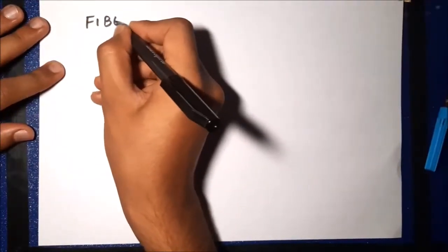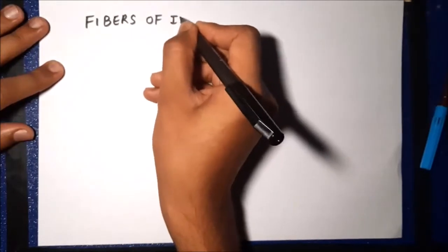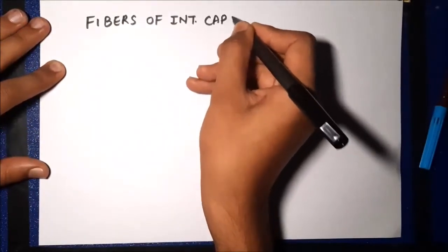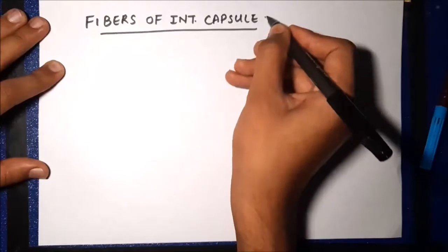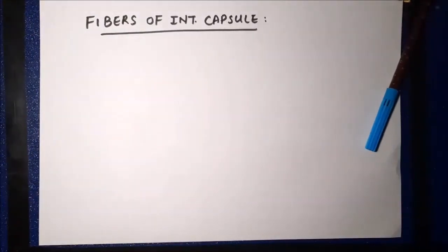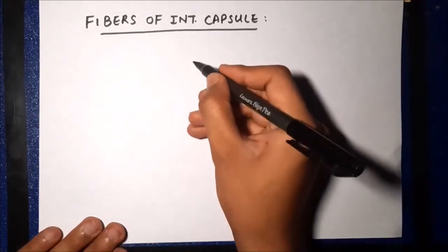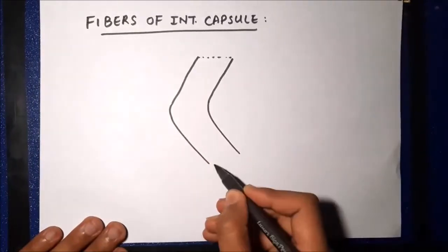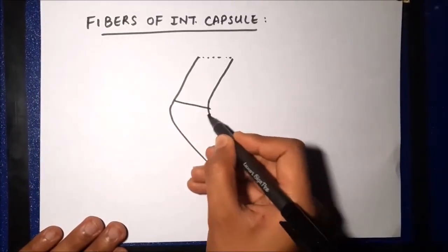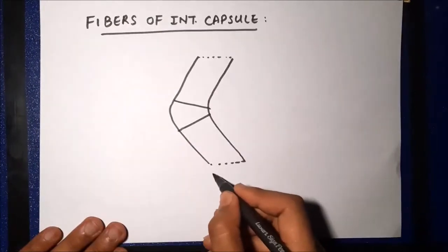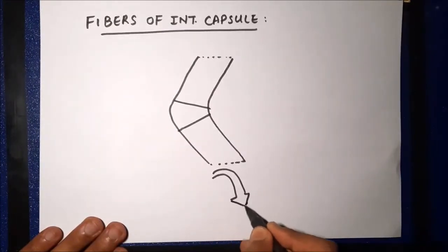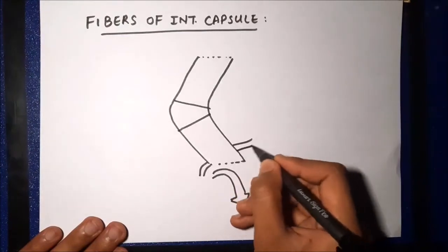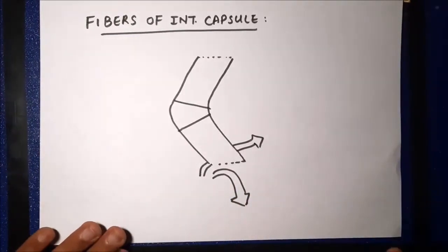Now let us try to understand the fibers which pass through the internal capsule. So as we can understand, this internal capsule, it is the collection of fibers which are present between caudate nucleus, thalamus and lentiform nucleus. So different types of fibers can pass through this region. So these fibers can be ascending fibers or descending fibers. So ascending fibers are sensory and descending fibers are motor. So let me draw the internal capsule first. So these are the 5 parts of the internal capsule.